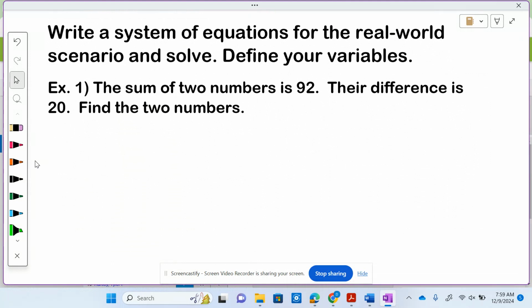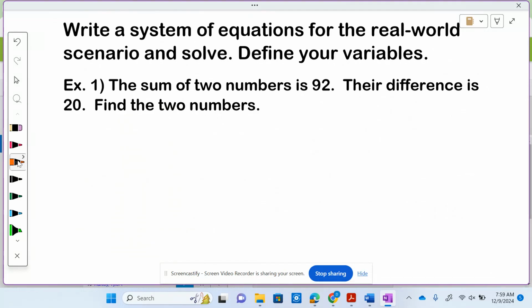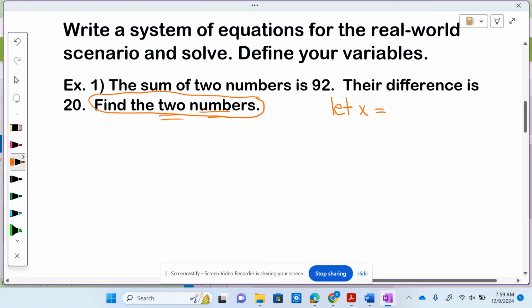Define your variables. So the sum of two numbers is 92 and their difference is 20. Find the two numbers. Remember that the question, what are we trying to find? What are we looking for? That's our variable. So what are we looking for? Two numbers. What do you want the first number to be? How about x? Let x equal the first number. We're going to let y equal the second number.